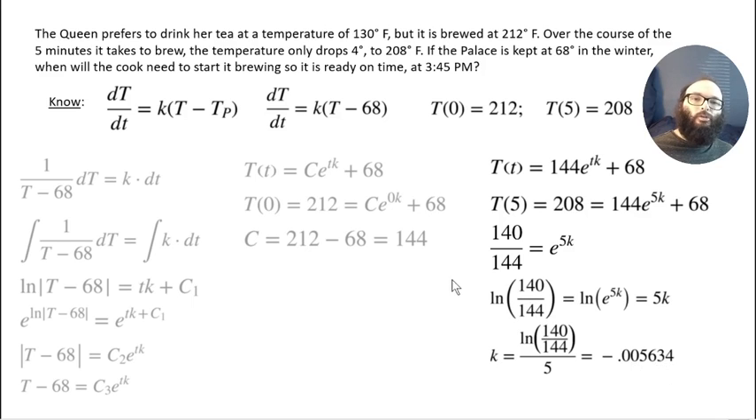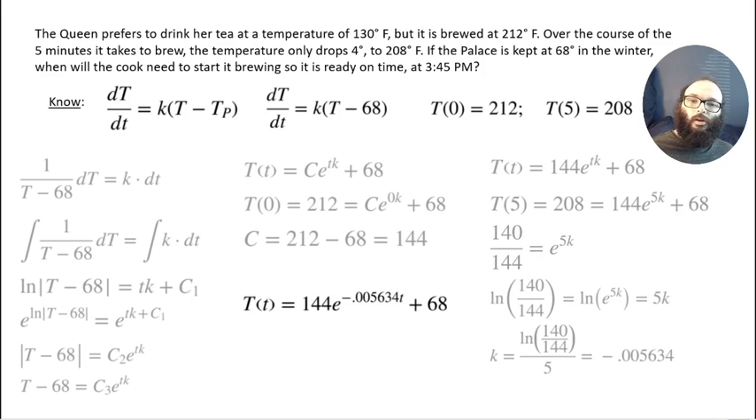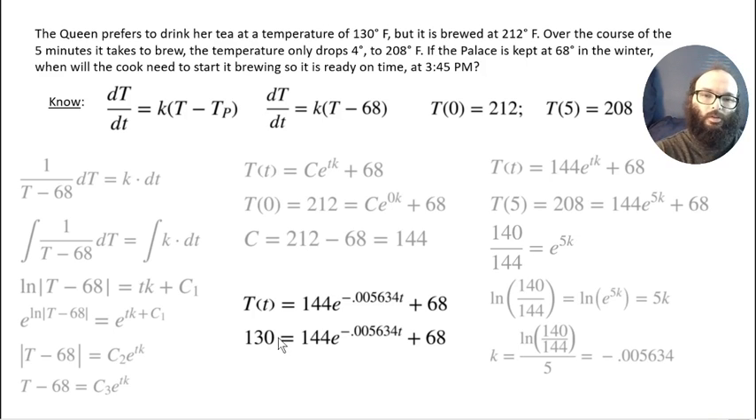And now, finally, we're on the home stretch. We just need to put that into our general form, and along with our c value, and we get this lovely thing. And we now need to use it to solve for t when, what time will the temperature be 130 degrees. We just plug in our 130 and we get to work.